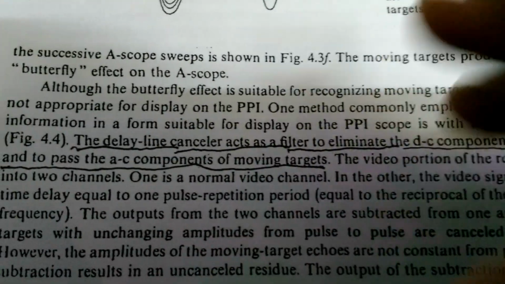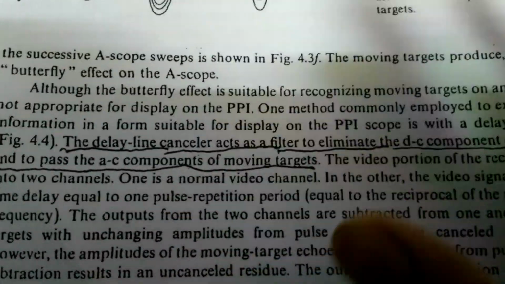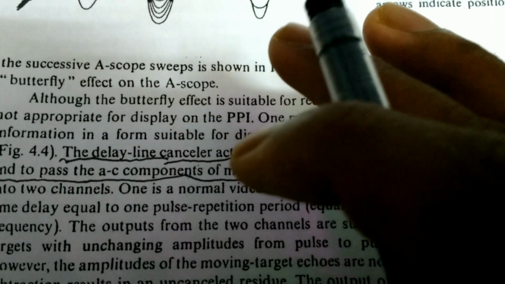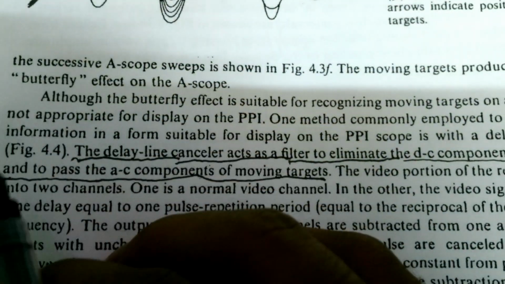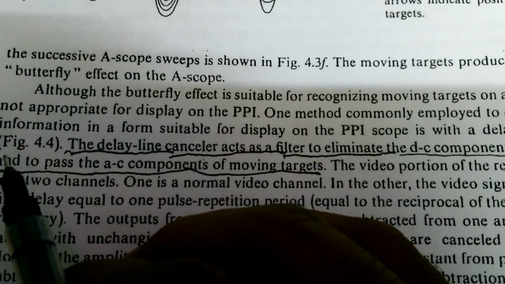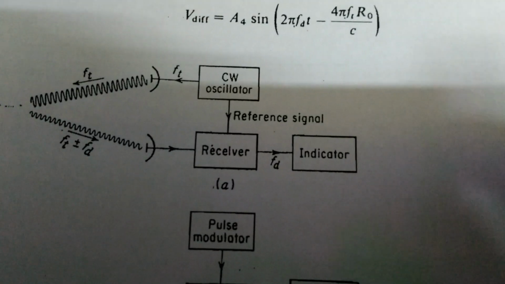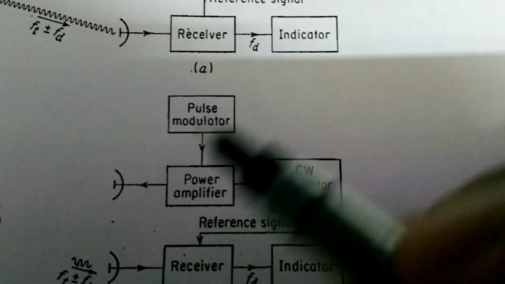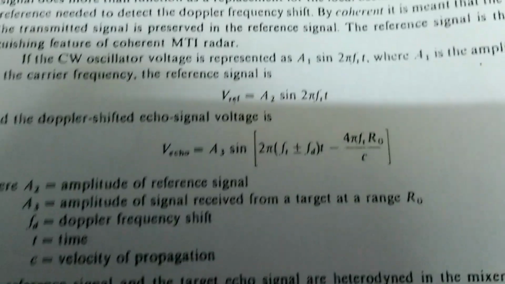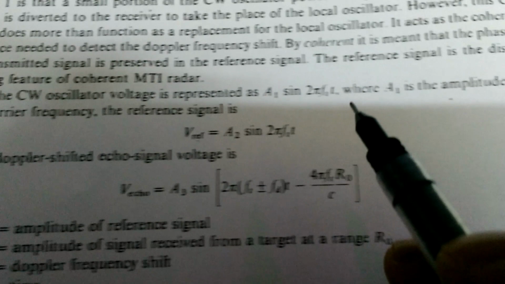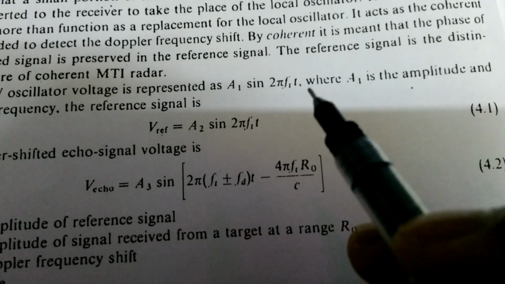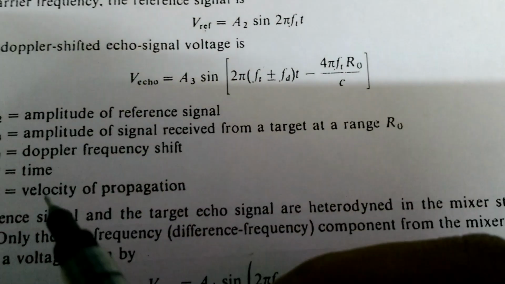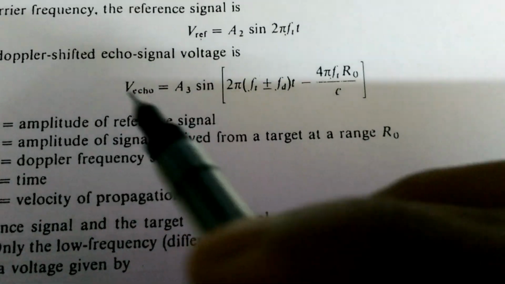We went to the principle of it. Then later we went to the pulse radar description of operation, right? In that we considered a simple CW radar, and by adding some blocks to this we converted that into a pulse radar. Then we did some mathematical analysis, right? This is the V1 we considered, this is the reference, this is the echo signal, then these are the parameters. Is it right?